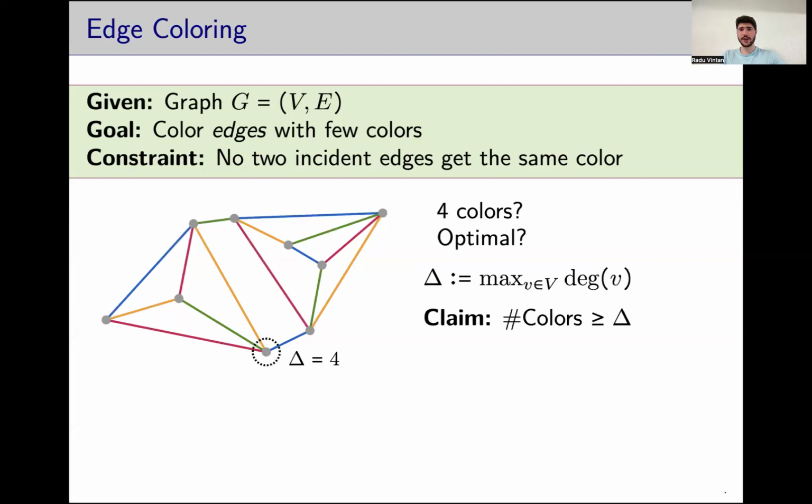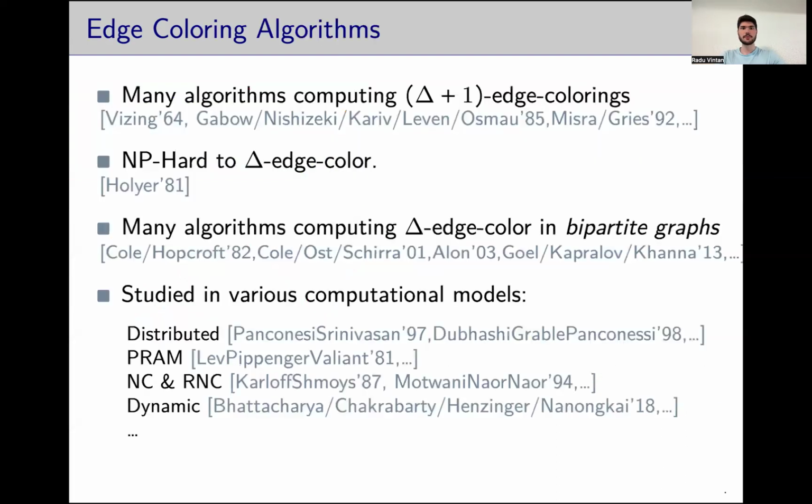A less trivial fact is an upper bound proven by Vizing in the 60s, which is that the number of colors you need is always at most delta plus one. So plus one is sometimes necessary. For example, if you have a triangle, it has maximum degree 2, but you need 3 colors. And so the optimal answer is either delta or delta plus 1.